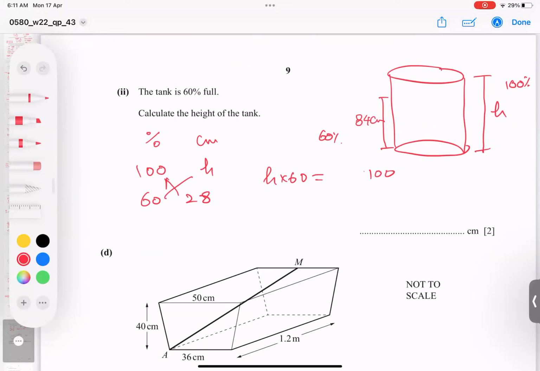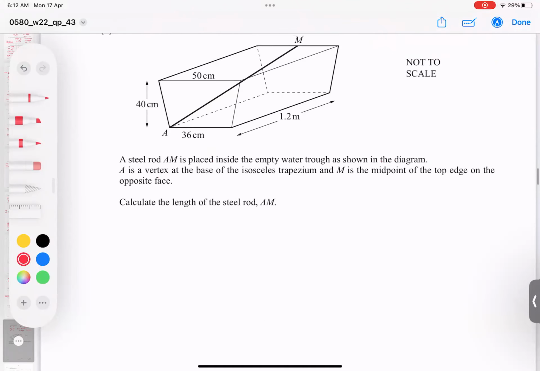So if you make the correction here, 60 times h equals 84 times 100. The answer goes down, and the height becomes 140 centimeters. So the total height is 140, and the water is 84 centimeters in height. So I think the point is very clear.